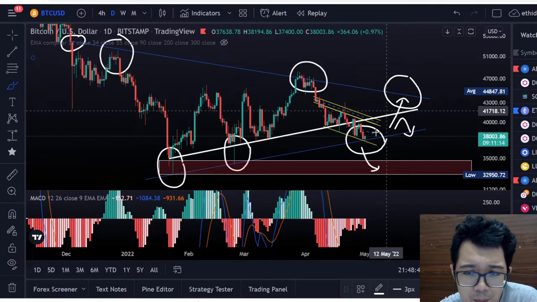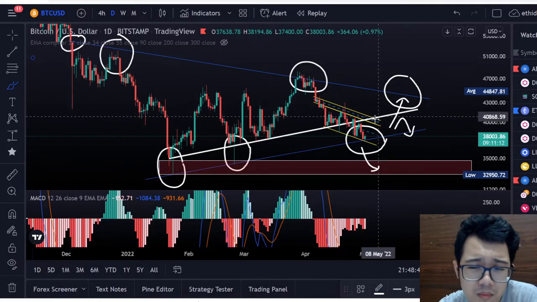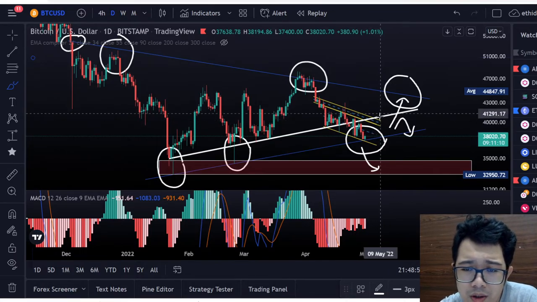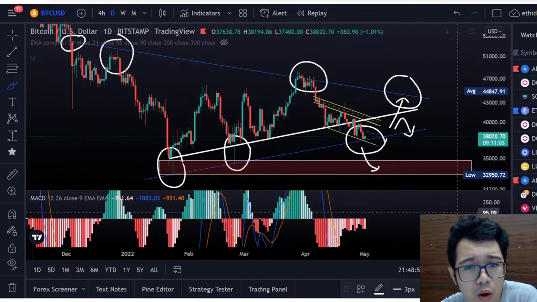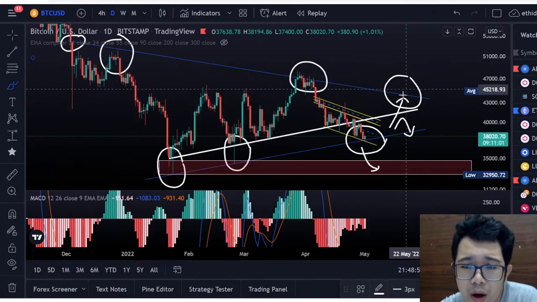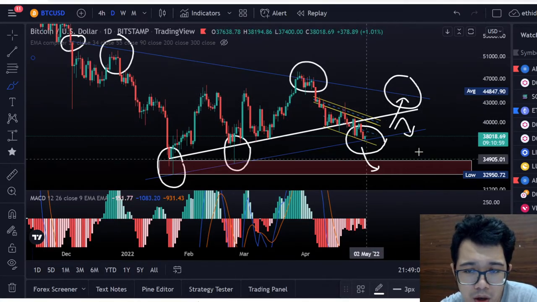Even if we are going up, we may be just retesting. If you are asking me, I think we just go back to 40.6 or 40.8K and continue going down. But I hope I'm wrong, and we are retesting around 44K US dollars in here.